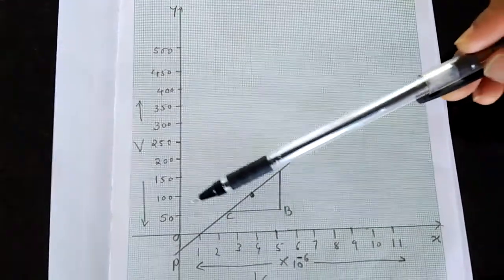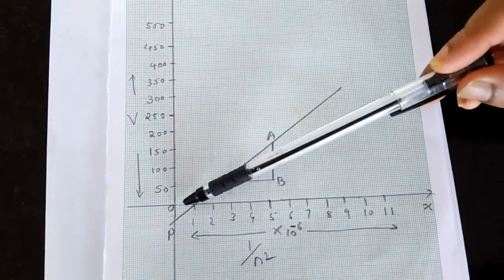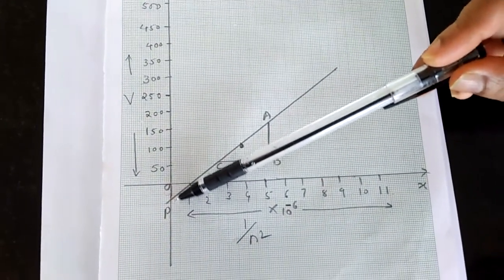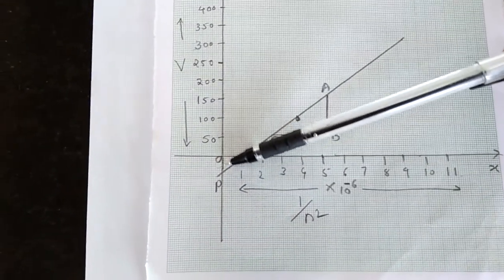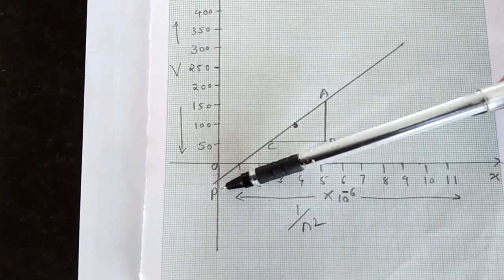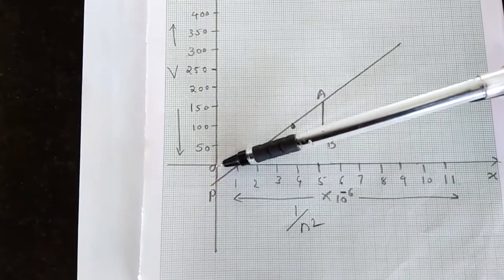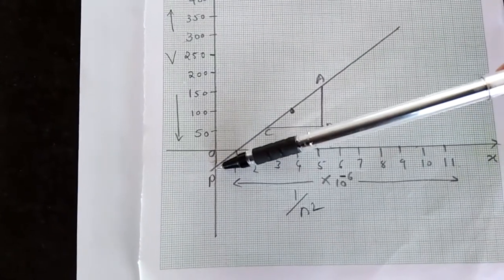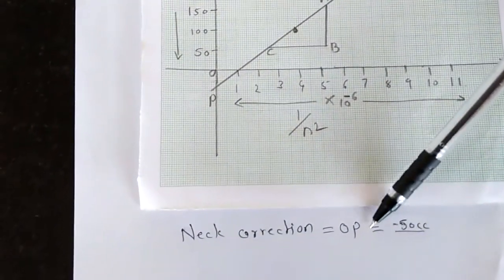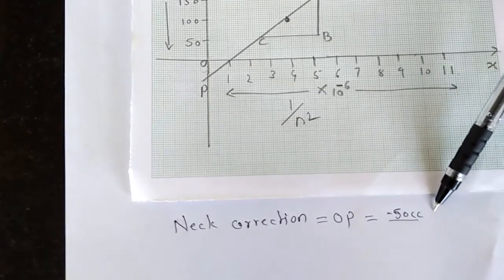From the graph also we can find the neck correction. So here we can see in the graph the line which is intersecting on the y-axis. It gives the neck correction, that is OP. So when we measure and calculate the neck correction, we are getting it as nearly 50 cc.